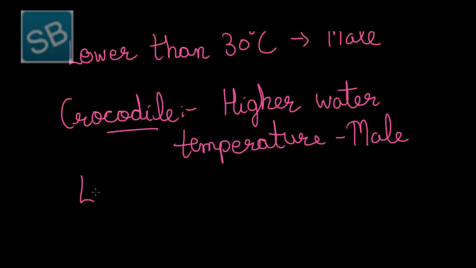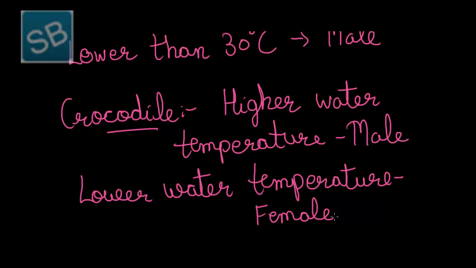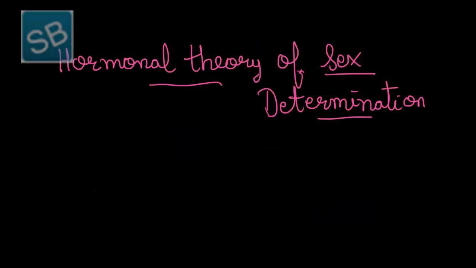On the contrary, if lower water temperature occurs, then the zygote would get converted into female. Thus, this is how the environment plays an important role in determining the sex. The fifth and the last type of theory for determining the sex is the hormonal theory of sex determination. This type of theory was first proposed by a scientist named Lilly.